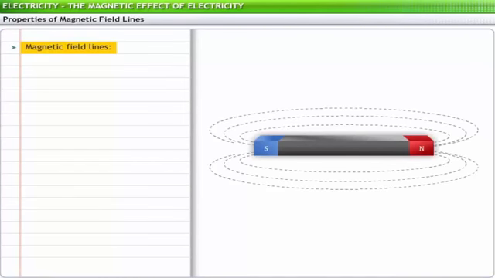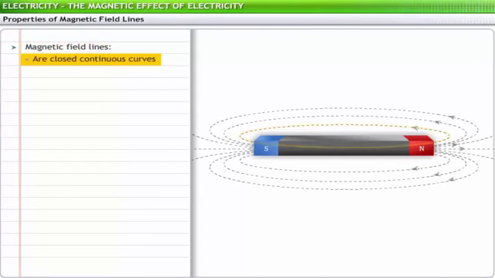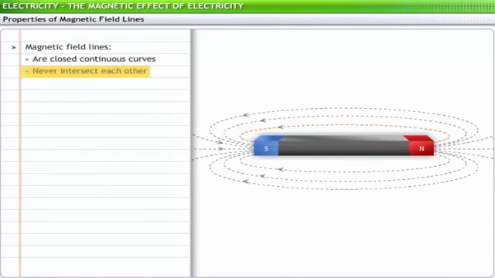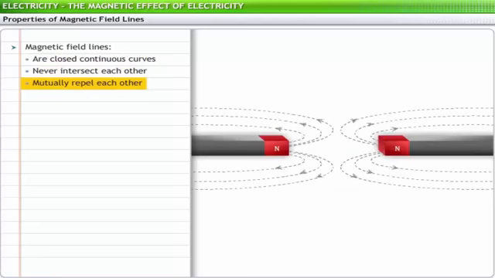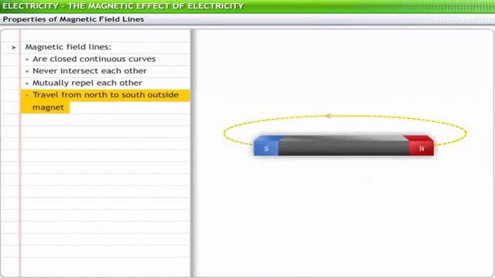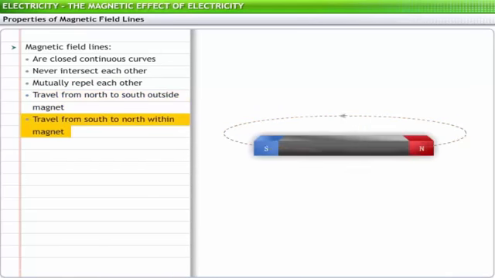Magnetic field lines are closed continuous curves, never intersect each other, mutually repel each other, travel from the north to the south outside the magnet, and travel from the south to the north within the magnet.